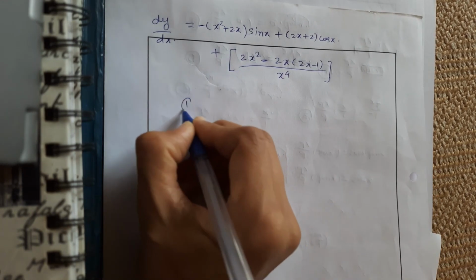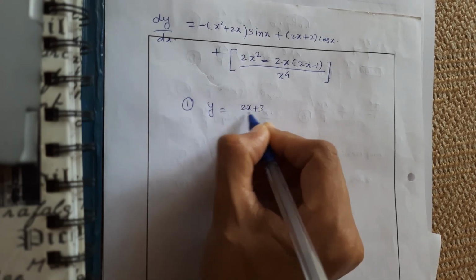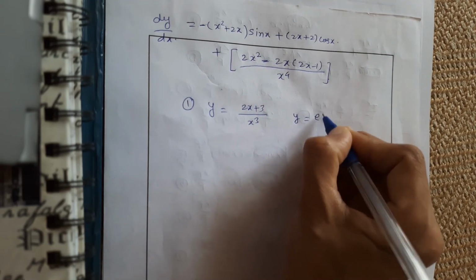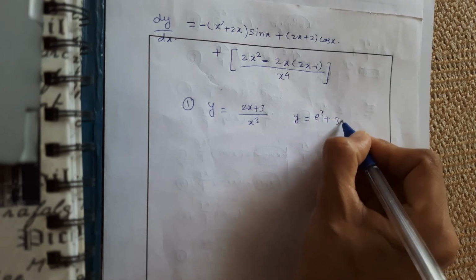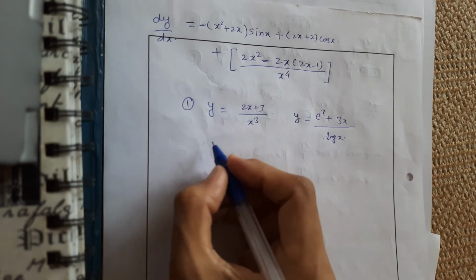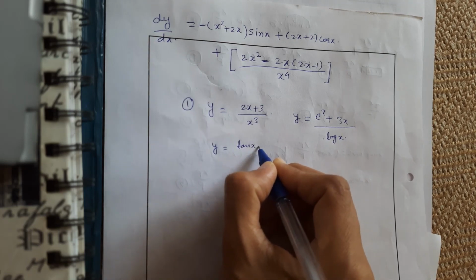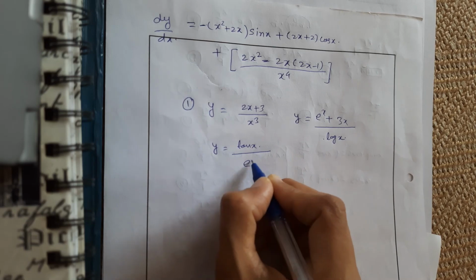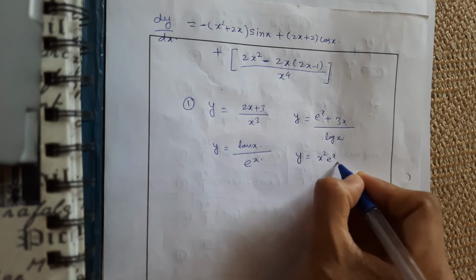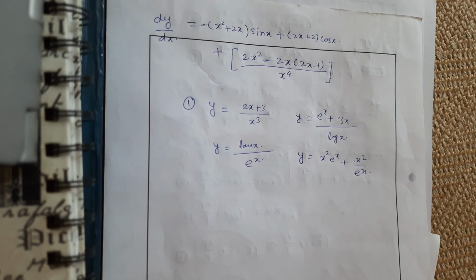Now just try a few examples: y equal to 2x plus 3 upon x cube; y equal to e to the power x plus 3x upon log x; y equal to 10x upon e to the power x; y equal to x square e to the power x plus x square upon e to the power x. So just try these examples.